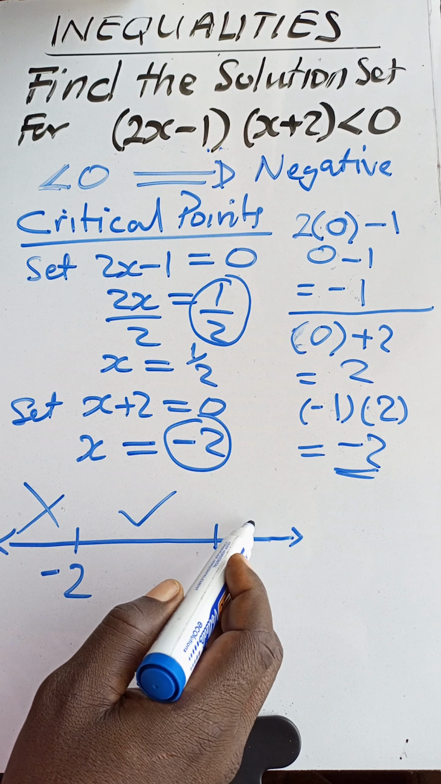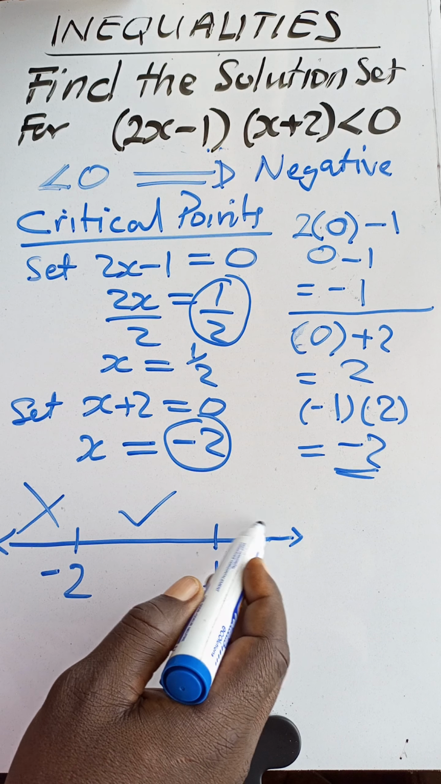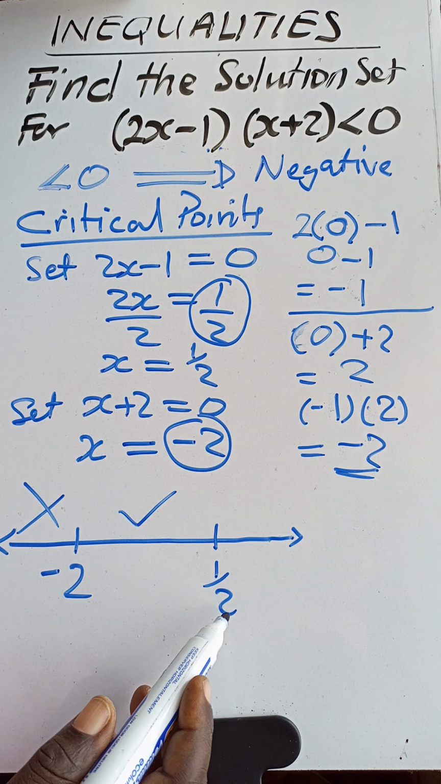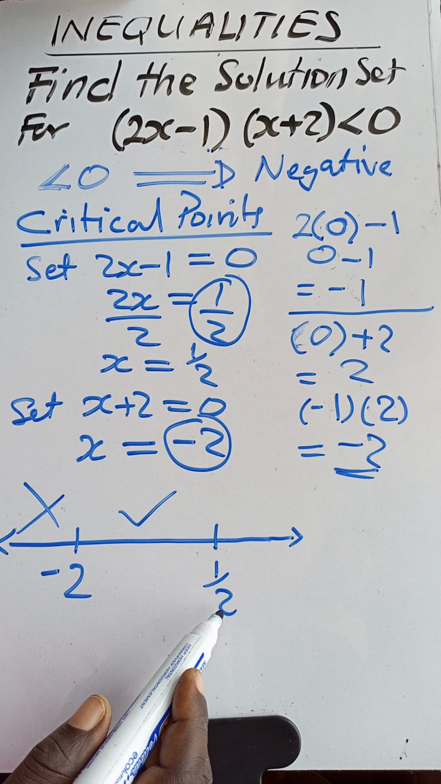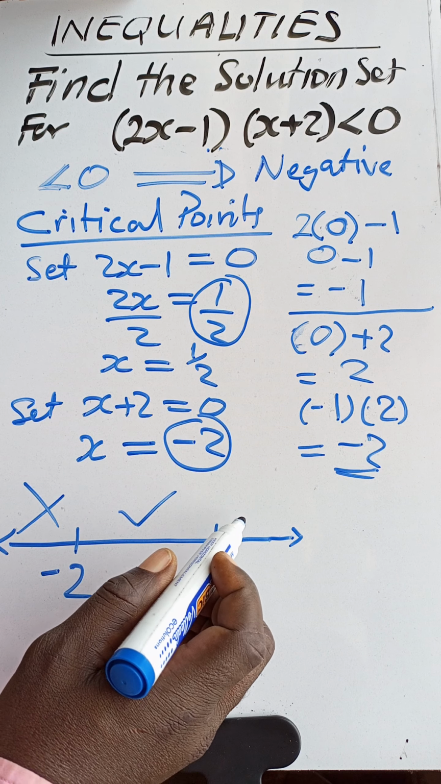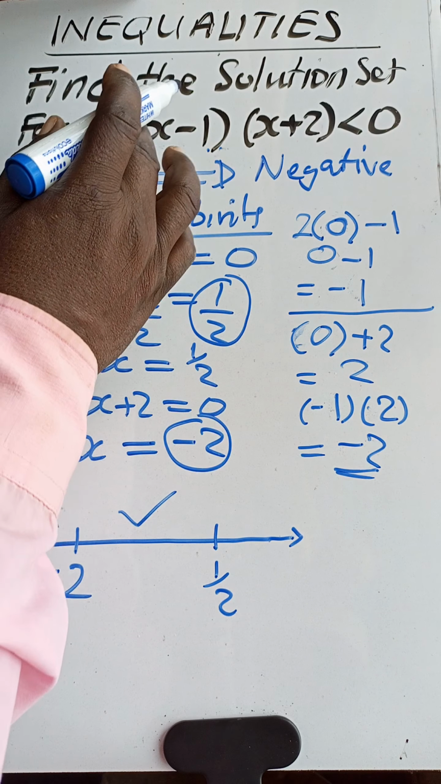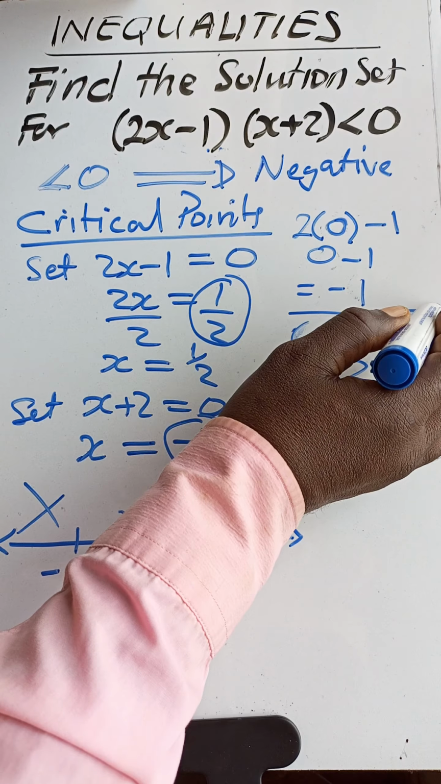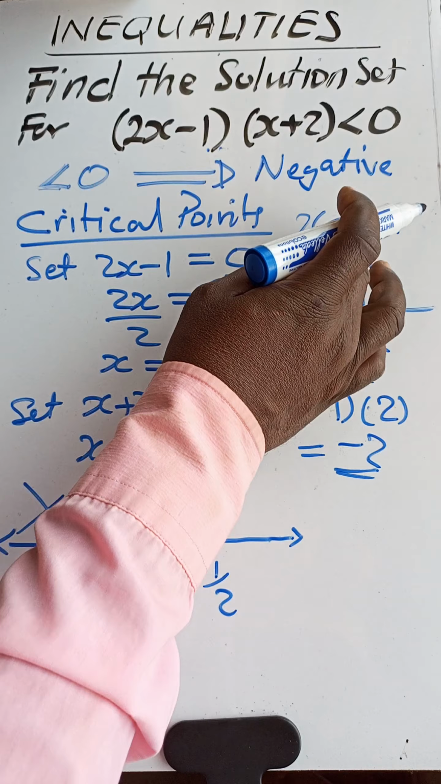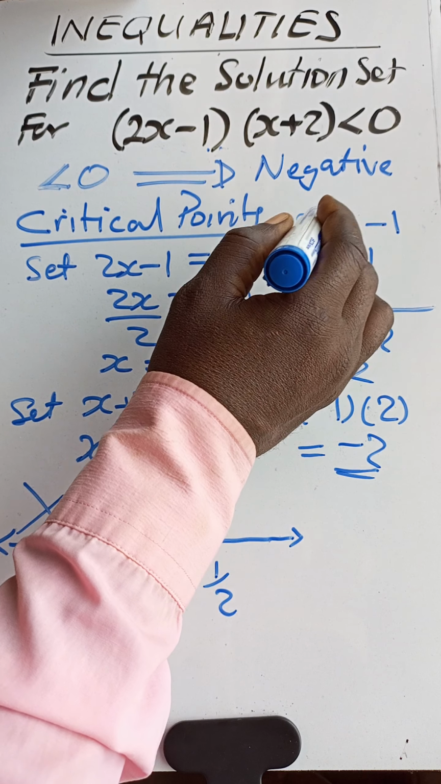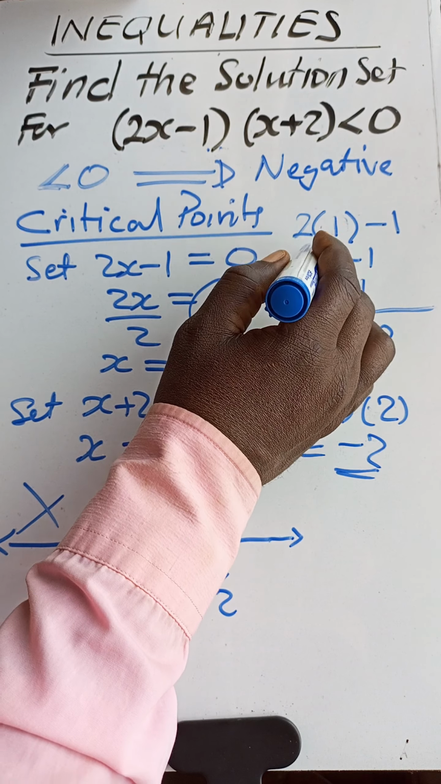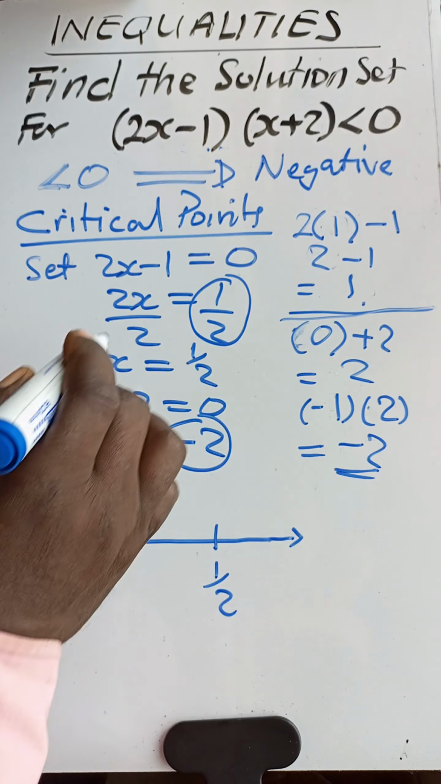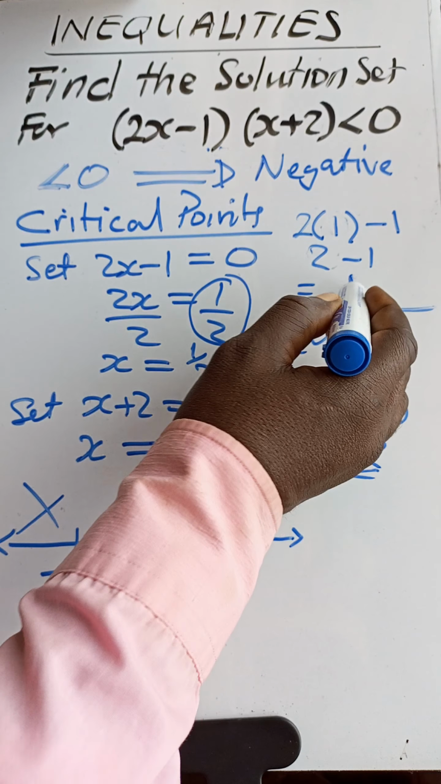Now let's test this other zone. Consider a value in this zone, for example, 1. 1 is to the right of a half. Let's take the value 1 and test again. We test here and we test there. This expression has its own working. We put 1. 2 multiplied by 1 is 2. 2 minus 1 is positive 1. So we have positive 1 there.